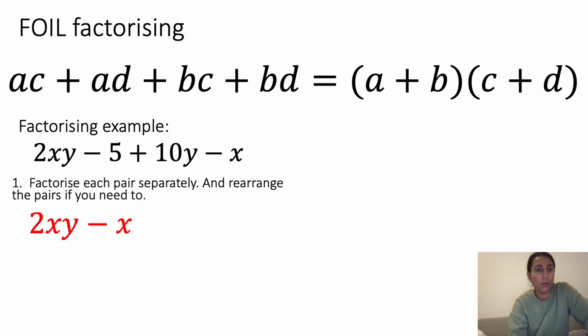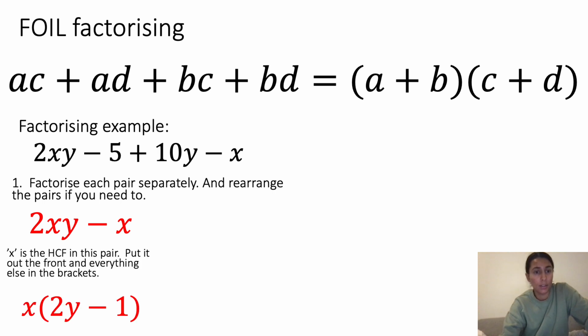So for example, I'm going to group 2xy with minus x. So I've taken the first one and the last one, because I know they will now have x as a common factor. So it would look like x bracket 2y, because 2y times x is 2xy, and then minus 1, because minus 1 times x is minus x. So that means my second pair will be these 2 middle ones. So I've got 10y and minus 5. I put the 10y first. It wouldn't matter which order you did it. If you did the minus 5, it would just say minus 5 plus 10y.